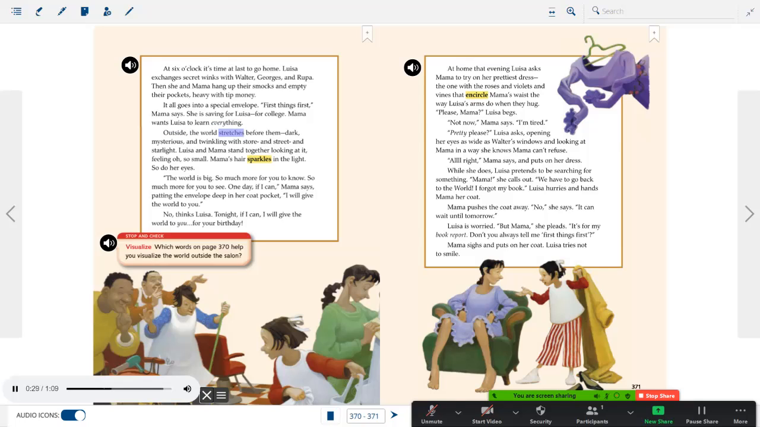Outside, the world stretches before them, dark, mysterious, and twinkling, with store and street and starlight. Louisa and Mama stand together looking at it, feeling oh so small. Mama's hair sparkles in the light. So do her eyes. "The world is big, so much more for you to know, so much more for you to see. One day, if I can," Mama says, patting the envelope deep in her coat pocket, "I will give the world to you." No, thanks, thinks Louisa. Tonight, if I can, I will give the world to you. For your birthday.